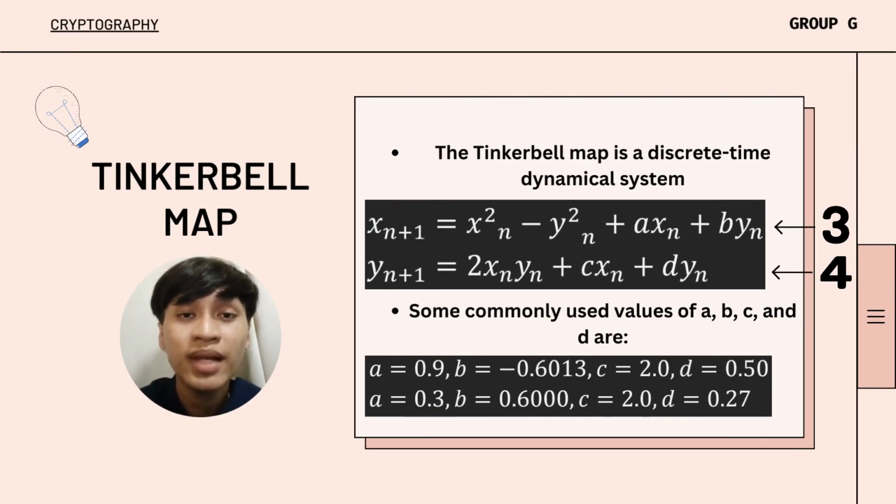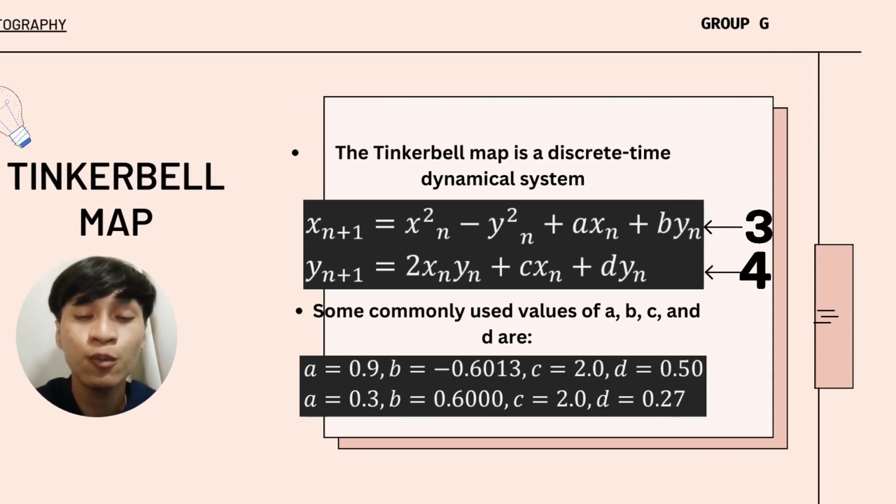Tinkerbell map. Same as the previous one, it is a discrete time dynamical system and has 4 constant parameters a, b, c, and d. The equations used for this map are shown in equations 3 and 4. Some commonly used values are, for a, 0.9 and 0.3, for b, negative 0.6013 and 0.6, for c, 2.0, and for d, 0.5 and 0.27.